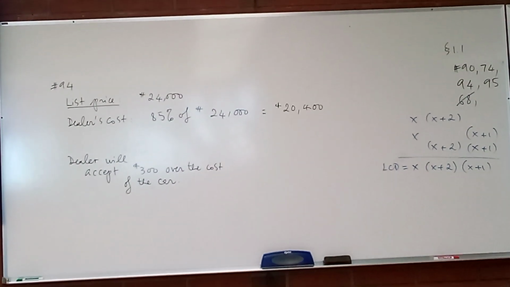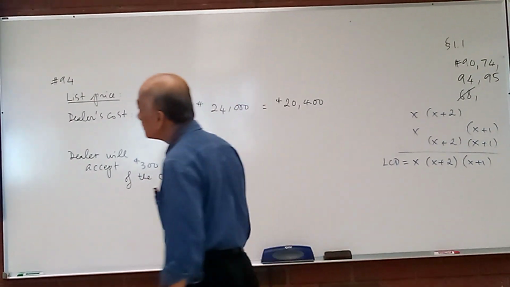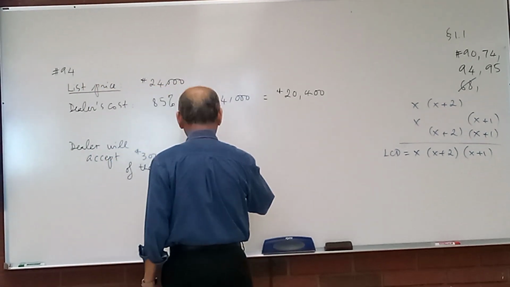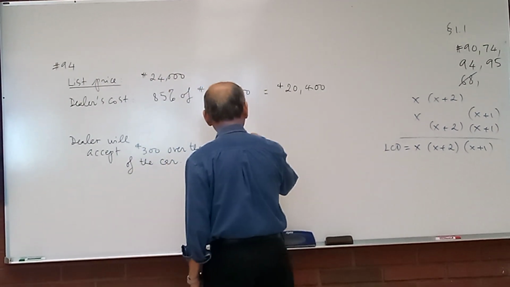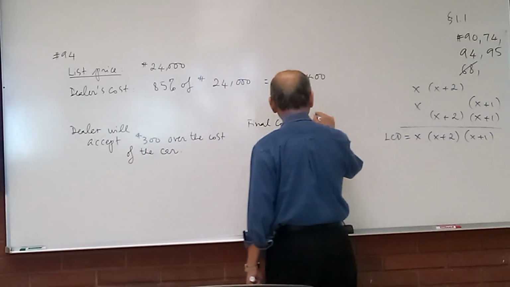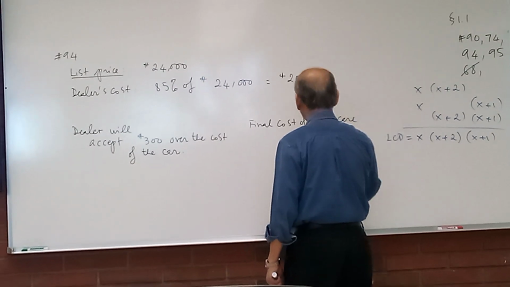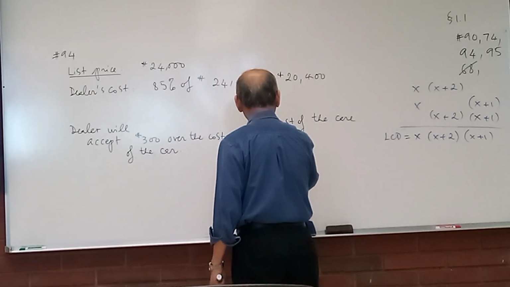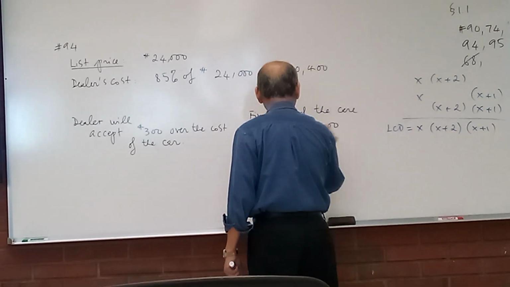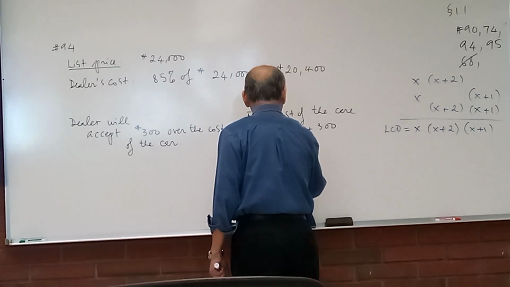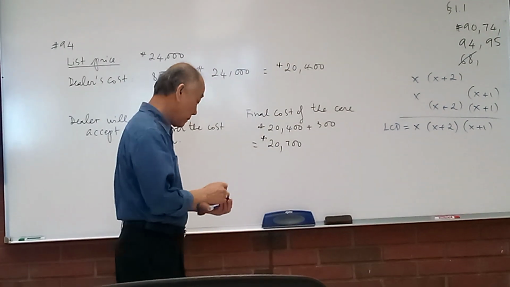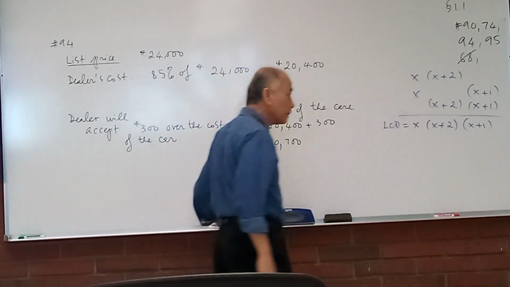That's kind of interesting, it's all in the wording. So this will be the final cost of the car. Pretty much 24K times 0.85 is 20,400, plus 300. That would be 20,700. So that means you will pay this amount to the dealer.